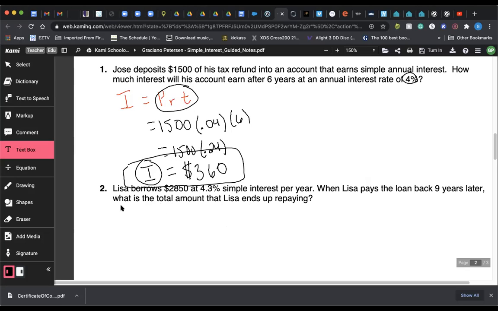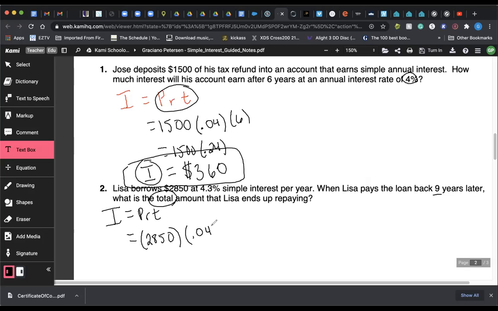Okay. So number 2 says Lisa borrows $2,850 at 4.3% simple interest per year. When Lisa pays back the loan 9 years later, what is the total amount that she ends up repaying? All right, so again, we're going to use our normal formula here. We don't have to change anything, but we do have to identify all of our parts. So what's our principal? 2,850. Good. What's our interest rate as a decimal?